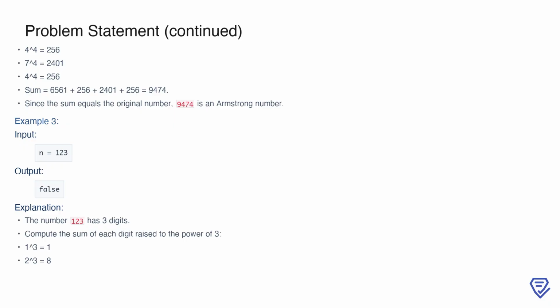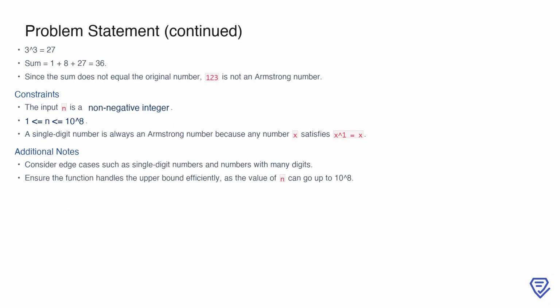On the other hand, let's consider a case where the input number is n equals 123, which has 3 digits. For 123, we calculate the sum of each digit raised to the power of 3. The first digit, 1, raised to the power of 3 equals 1. The second digit, 2, raised to the power of 3 equals 8. The third digit, 3, raised to the power of 3 equals 27.